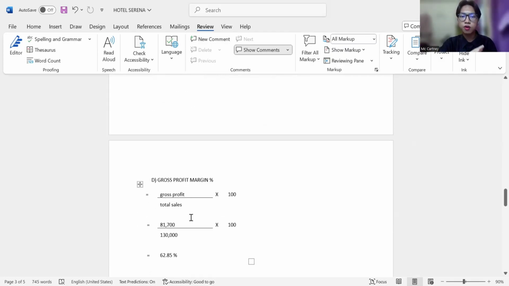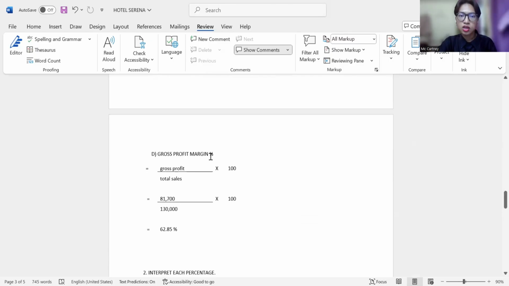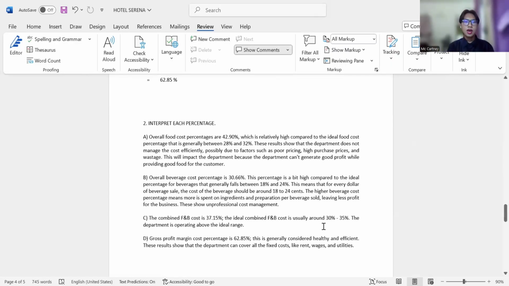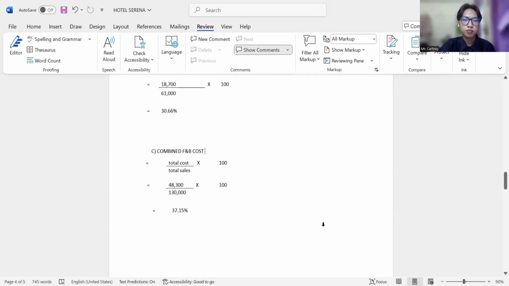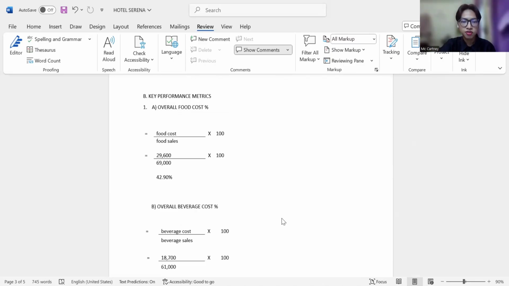And lastly, gross profit margin. To calculate gross profit margin, we use the formula gross profit over total sales multiplied by 100 because we need it in percent format. 81,700 over 130,000 multiplied by 100, and the answer is 62.85%. After we calculate all this, we need to interpret each percentage.